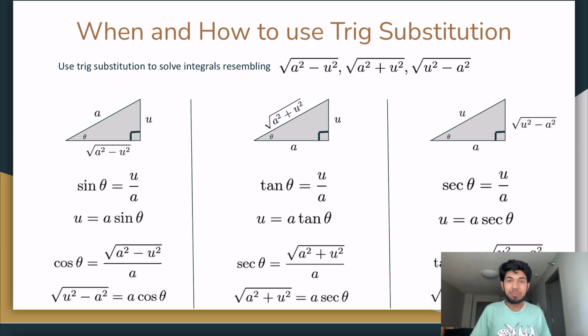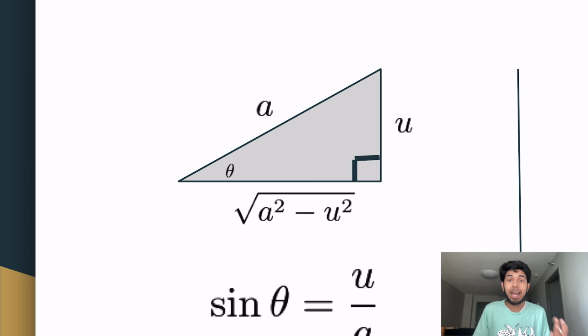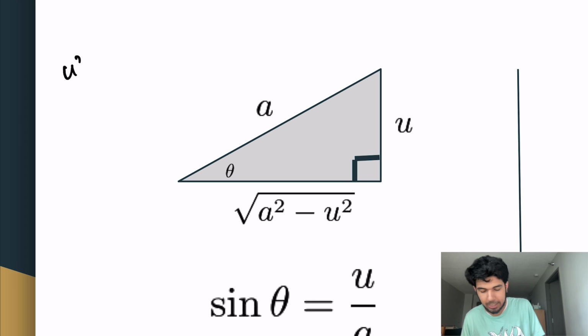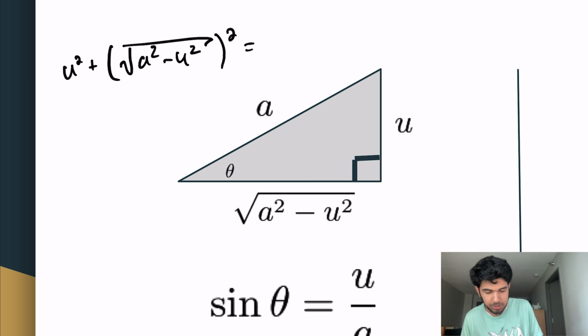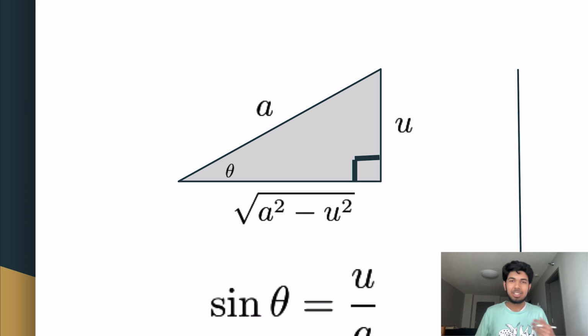And what we're going to do is use triangles, the Pythagorean theorem, and trig functions. So let's take a look at the first case where we see something with the square root of a squared minus u squared. What we can do is imagine a right triangle with these sides. One side length is going to be our square root of a squared minus u squared. The other side length will be u, and the hypotenuse will be a. And if you check the Pythagorean theorem, sure enough, this holds true, which is good.